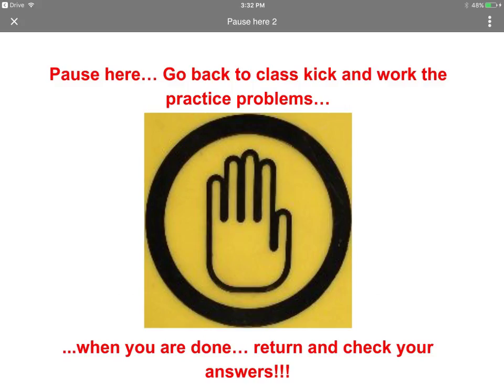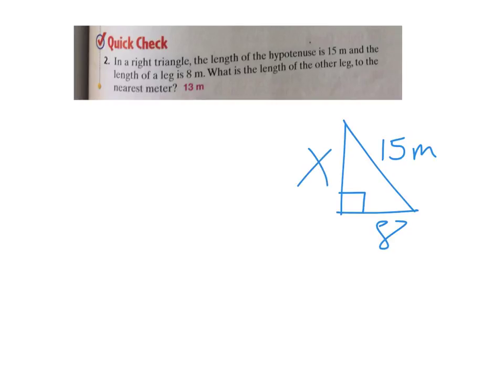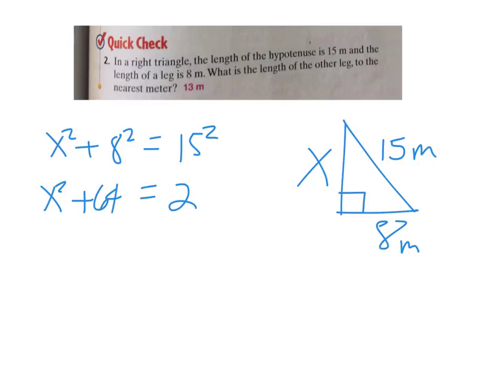So pause, head into class kick. There's a couple for you there. Alrighty, so right triangle. So we'll draw another picture here. With the length of the hypotenuse is 15 meters. And the length of one of the legs is 8. I don't know the other one. Again, it could be A, B, you decide. So we have x squared plus 8 squared equals that hypotenuse of 15 squared. So x squared plus 64, 8 times 8 is 64, equals 225.